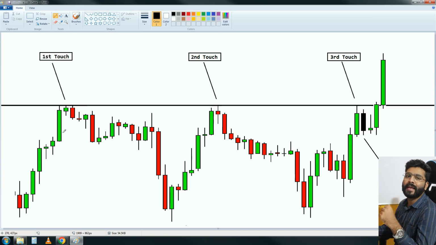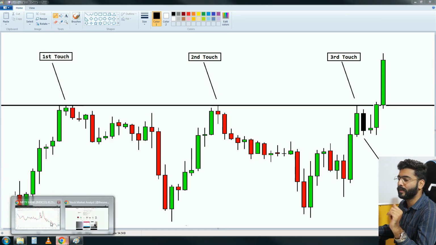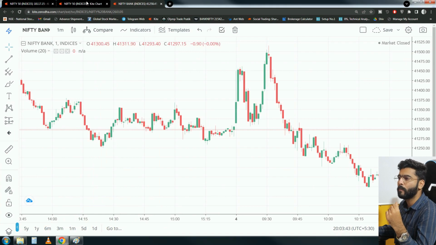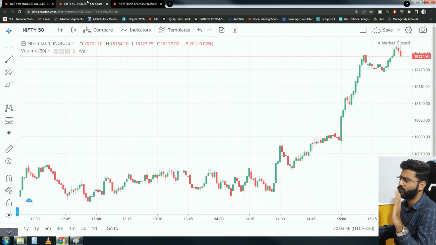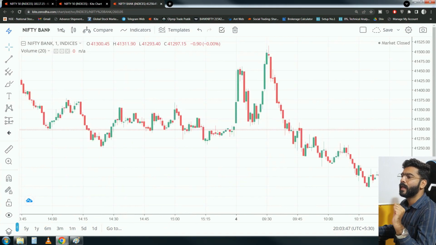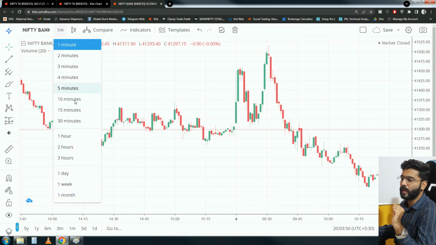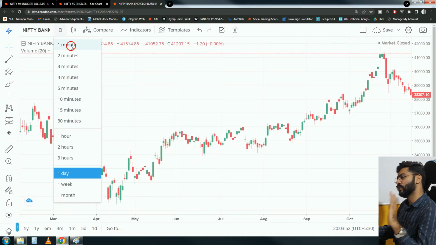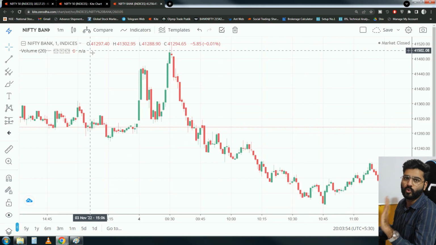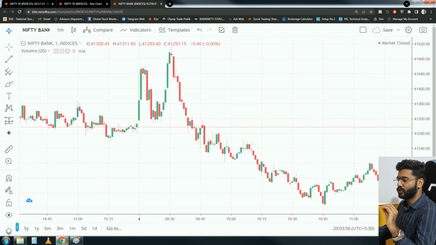Now we'll be taking two examples. First, if the market breaks high, that is resistance; if the market breaks on the lower side, that is support. Then we'll be looking at the charts. The most important thing is the time frame, and the time frame will be 1 minute. So how do you put a 1 minute time frame? Go to your broker's platform, observe Nifty or Bank Nifty, whichever index you prefer to trade, and simply go to the 1 minute time frame. Maybe it could be 1 day initially, switch it to 1 minute, and then it's good to go. So we can observe the charts.